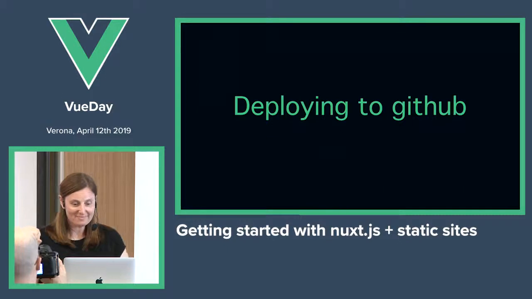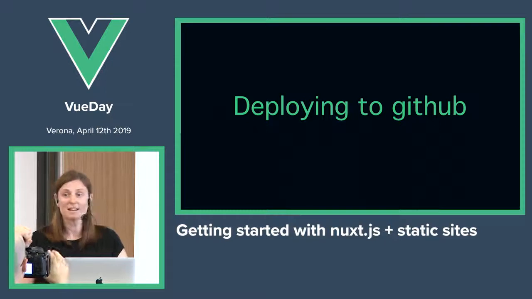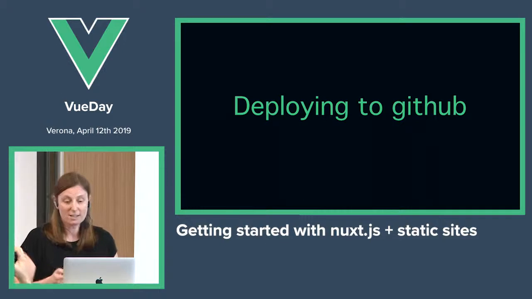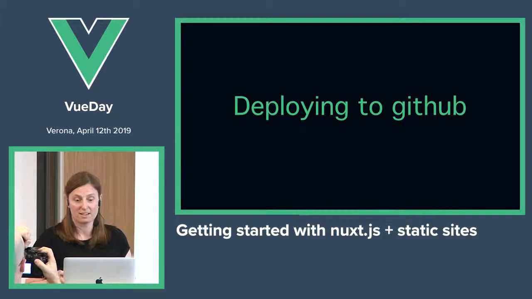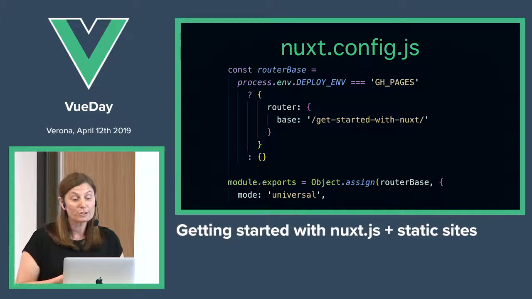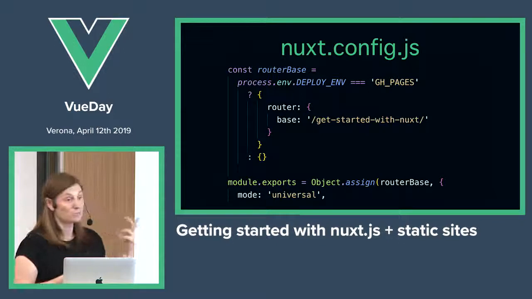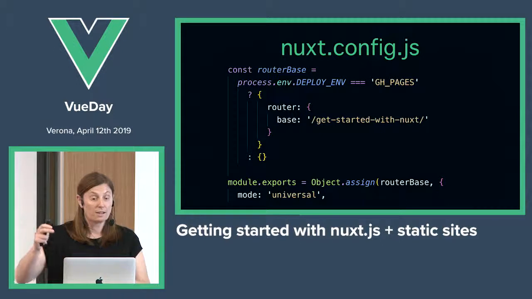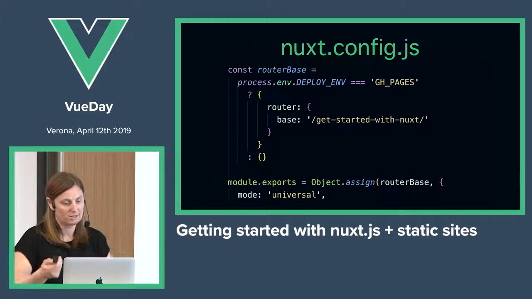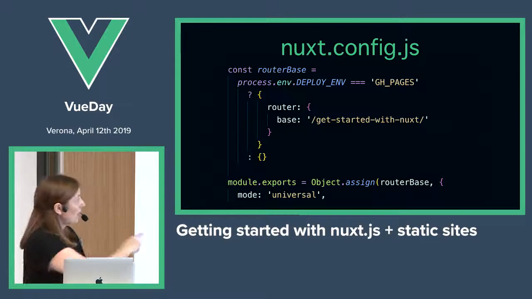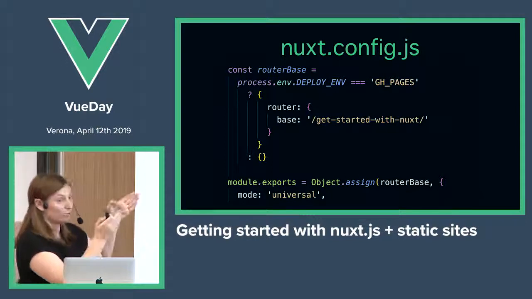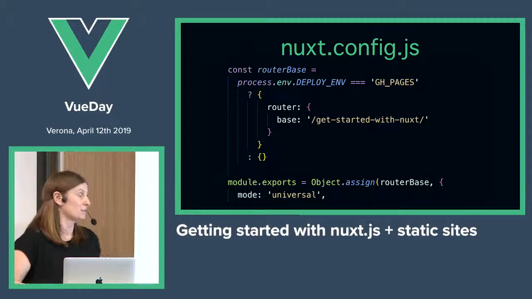Okay. Deploying to GitHub. Who here has ever used GitHub to deploy a page? Yeah, cool. So I like to put a lot of stuff on GitHub because I think GitHub's pretty cool. To deploy to GitHub, all you've got to do in your nuxt config is change the router base, because GitHub Pages puts your page name before the root. So for example, I have a page in GitHub called Get Started with Nuxt, so I need to add that to the start of my root, otherwise it won't work in GitHub Pages.